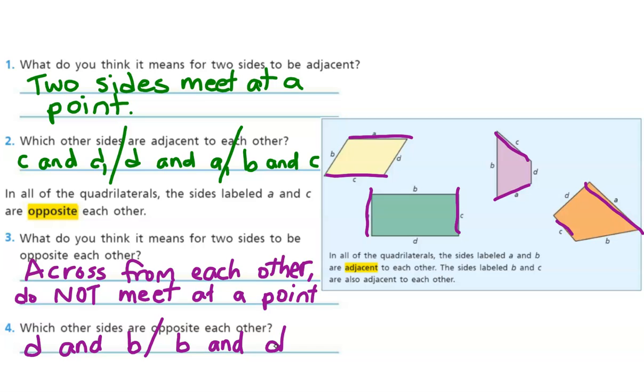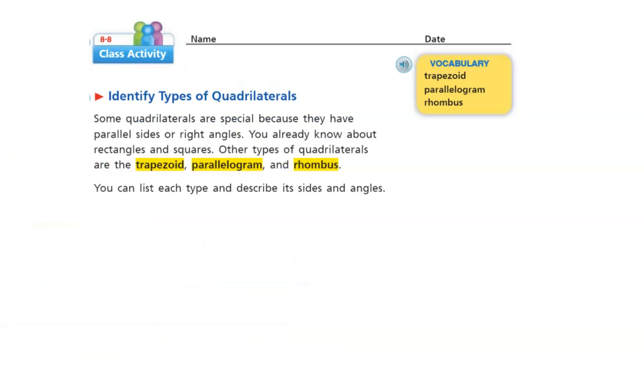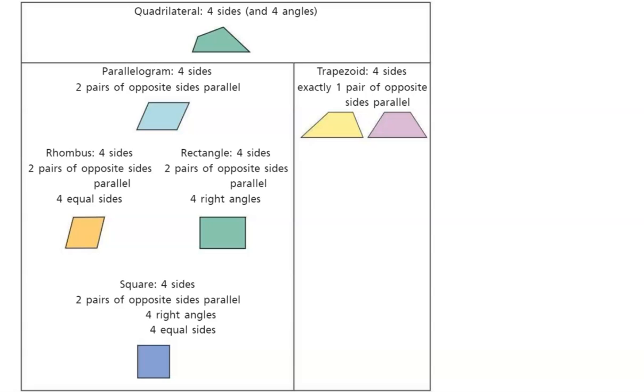So opposites and adjacents, those are going to be important. Those will be words you'll hear me say a little bit, but they're kind of important ones. I'm going to show you the directions first, and then I'm going to talk you through the work we'll actually do today. This is kind of what I was mentioning at the very beginning. Some quadrilaterals are special because they have parallel sides or right angles. You already know about rectangles and squares, and other types of quadrilaterals are the trapezoid, the parallelogram, and the rhombus. And it says you can list each type and describe its sides and angles. I just want to show you, this is what's on the next part of your page.